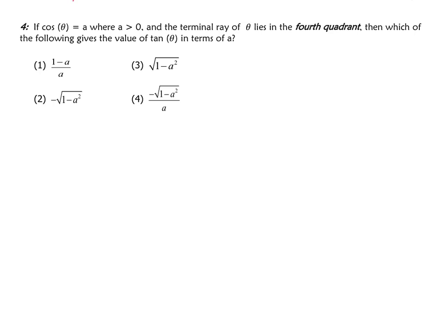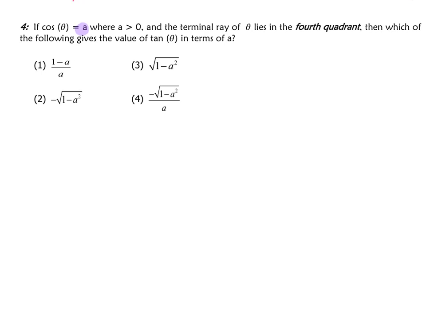Number 4 says, if the cosine of theta equals a, where a is greater than 0, which is kind of, they just like to confuse you. It's always going to be greater than 0. And the terminal ray of theta lies in the 4th quadrant, then which of the following gives the value of tangent in terms of A? So this is an interesting question because it wants to know the tangent. It's giving us the cosine. They're telling us that the cosine is A, which is interesting. They haven't really ever done that before.